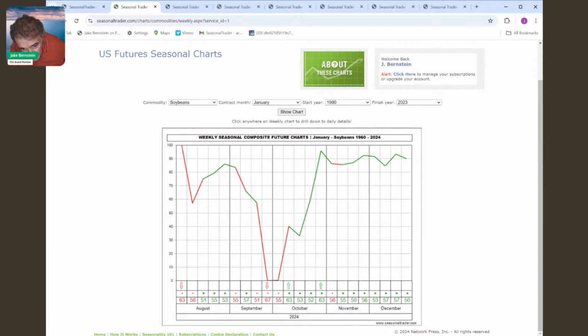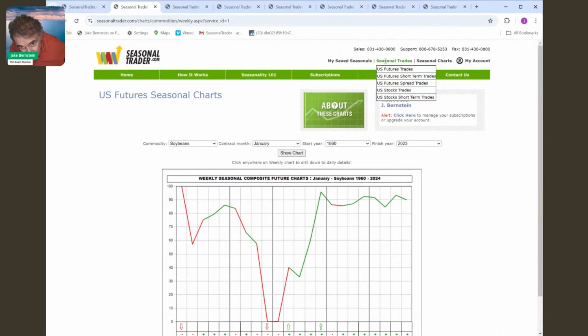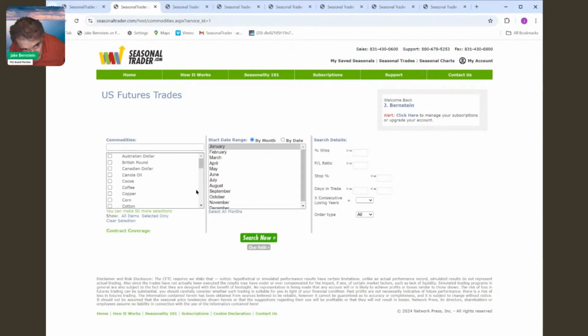Okay, so here we go. We're going to go back to October, and we're going to do a search. Soybeans in the month of October for what? For a buy seasonal. So how do we do that? Piece of cake. Go to seasonal trades, US futures trades. And we're going to go to soybeans.